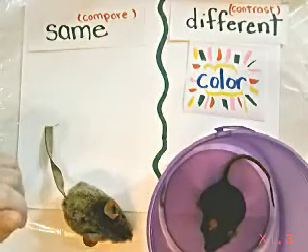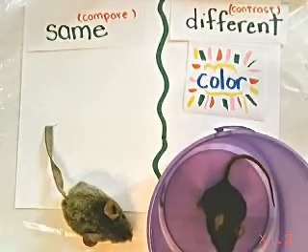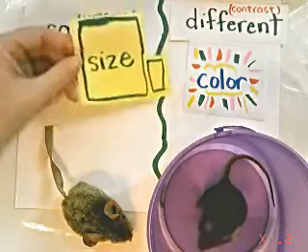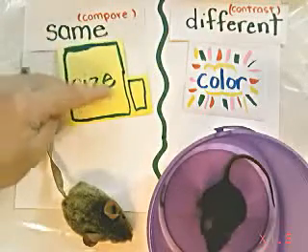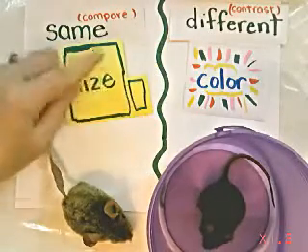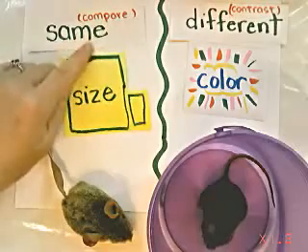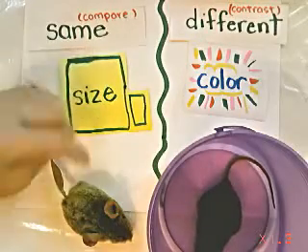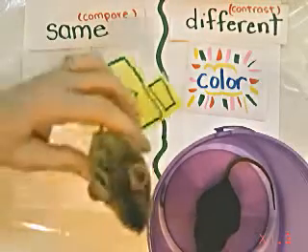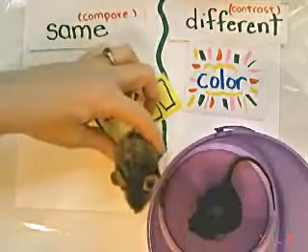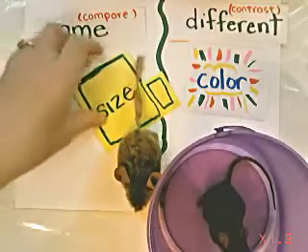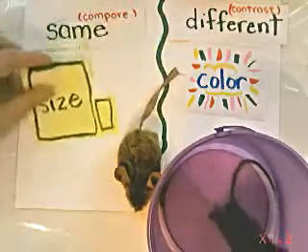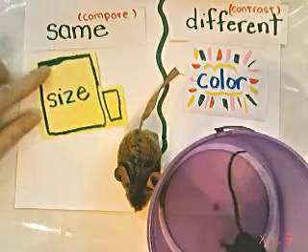Let's pick another good one. Size. This is my big, this is my small. So let's compare. Are these two mice about the same size? Yes, they are. They are about the same size. They're very close. So we're going to put the size over here in same.